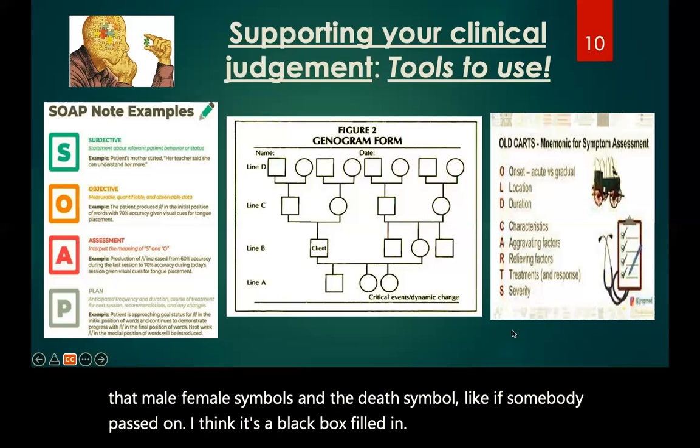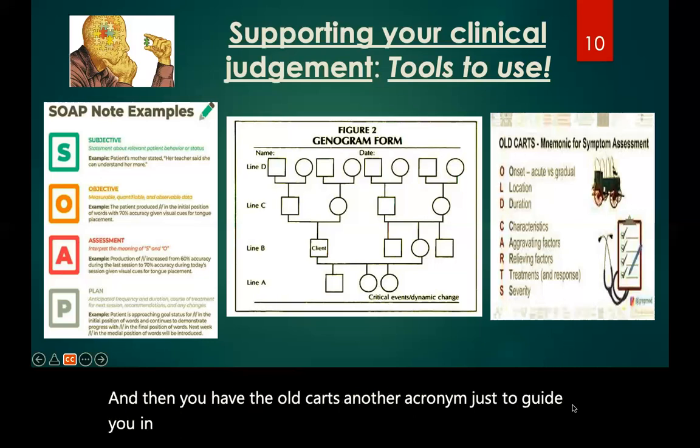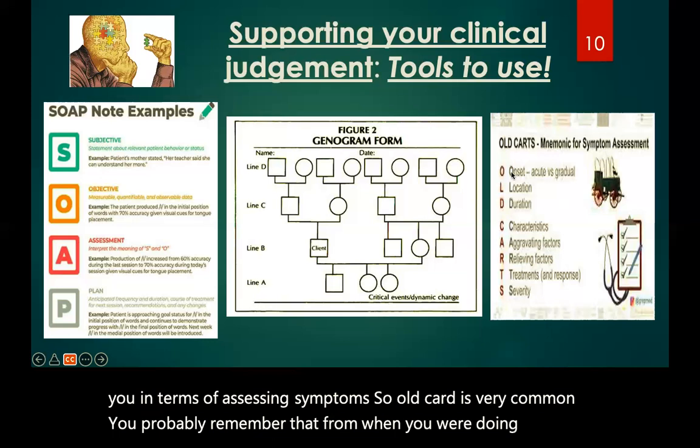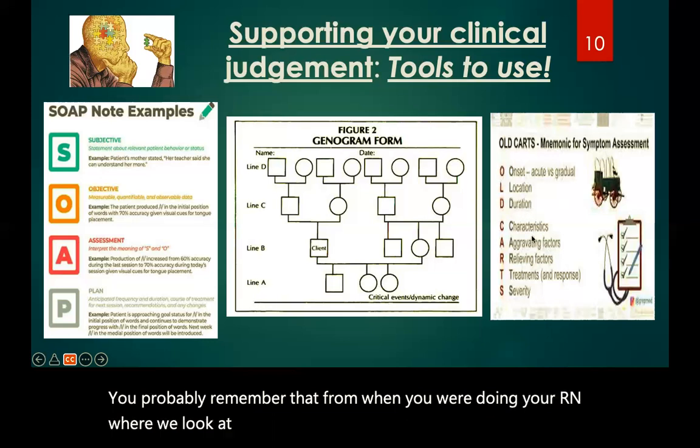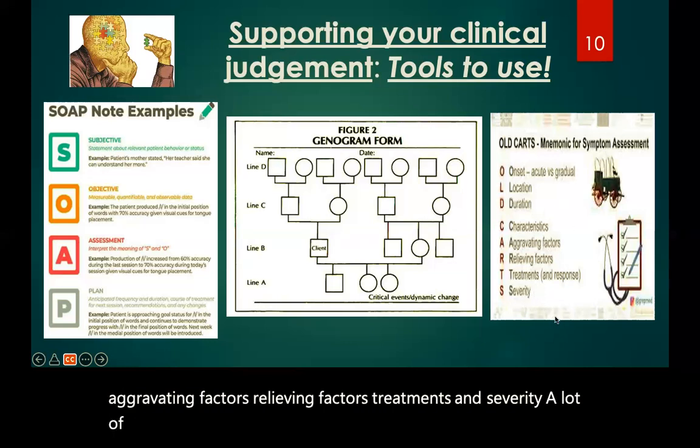Okay, and then you have the OLD CARTS, another acronym just to guide you in terms of assessing symptoms. So OLD CARTS is very common. You probably remember that from when you were doing your RN, where we look at onset, location, duration, characteristics, aggravating factors, relieving factors, treatments, and severity. A lot of the time we would use OLD CARTS to really quantify and assess pain.